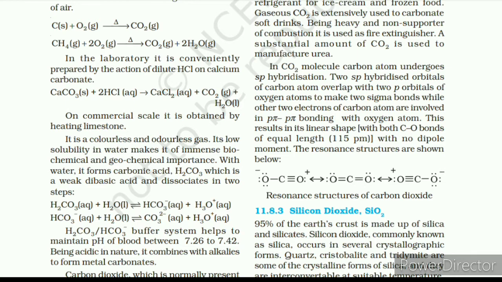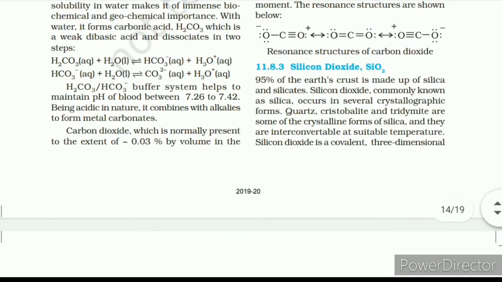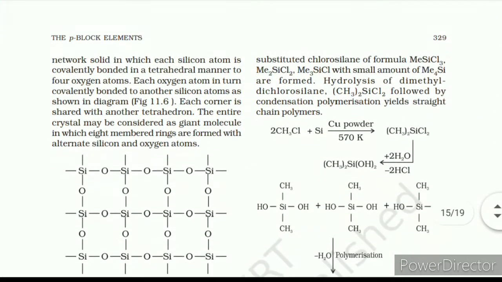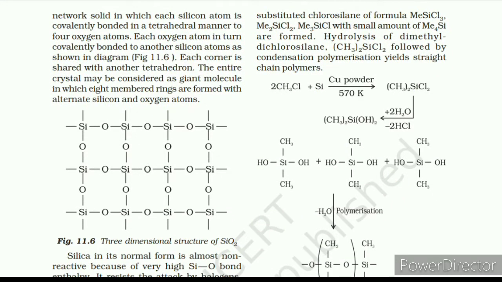Silicon dioxide is a covalent three-dimensional network solid in which each silicon atom is covalently bonded in a tetrahedral manner to 4 oxygen atoms. Each oxygen atom in turn is covalently bonded to another silicon atom as shown in the diagram. Each corner is shared with another tetrahedron. The entire crystal may be considered as a giant molecule in which 8-membered rings are formed with alternate silicon and oxygen atoms. Silica in normal form is almost non-reactive because of its high silicon-oxygen bond enthalpy.